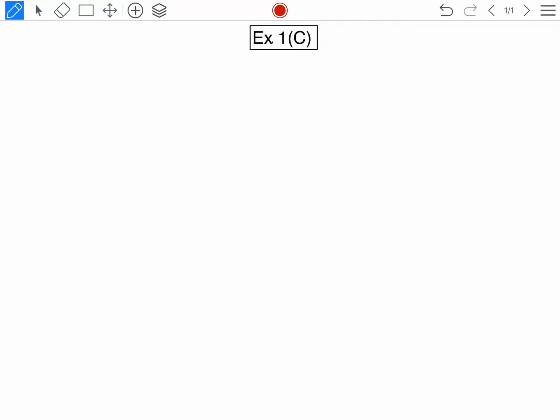This class will be solving exercise 1C from the chapter Rational Numbers. Okay, so take out your books and your copies. Look at page number 15, exercise 1C. In our previous class, we have already discussed the properties of multiplication and division. Now see, first question, it is given: answer true or false.